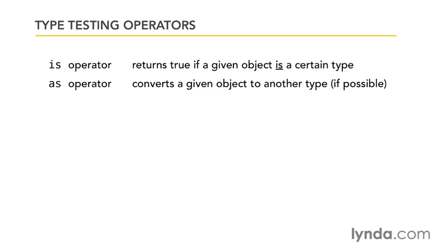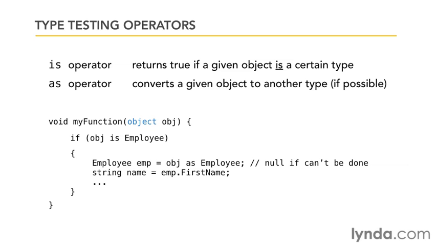So suppose we had a function that takes an object, a generic object type. We can say something like, if obj is the type of Employee object. So the is operator will return true if the object is of type Employee. And if that's the case, we can then use the as operator, which will convert the object to the type that we give it. And if it can't be done, it will return null. So in this case, we're taking the Employee emp and we're saying obj as Employee. So it's converting the object to an Employee object, which we can then operate on.